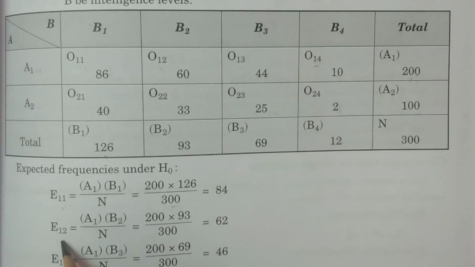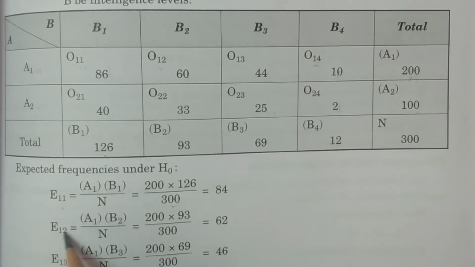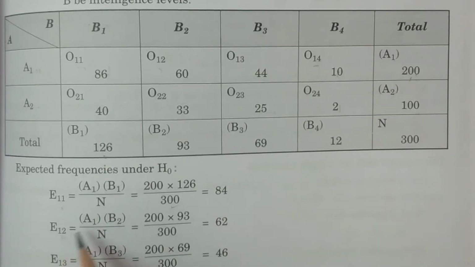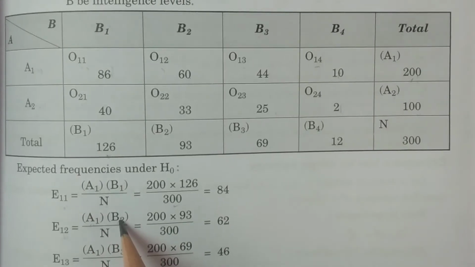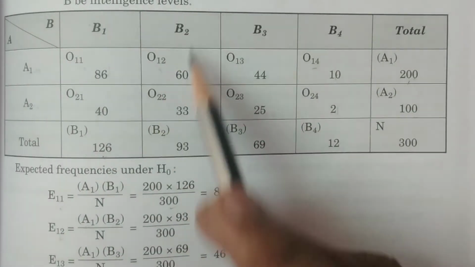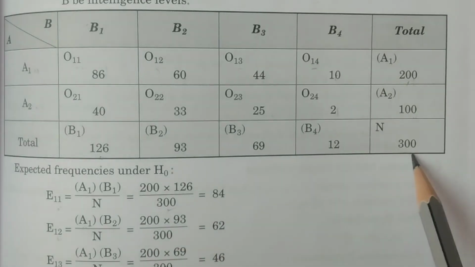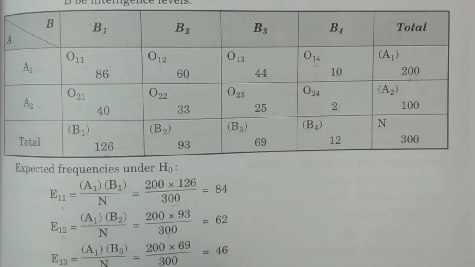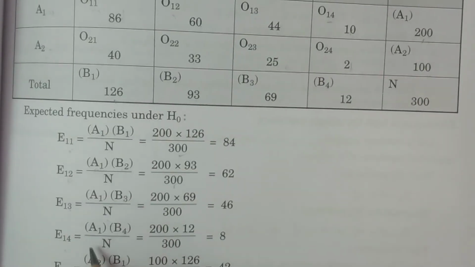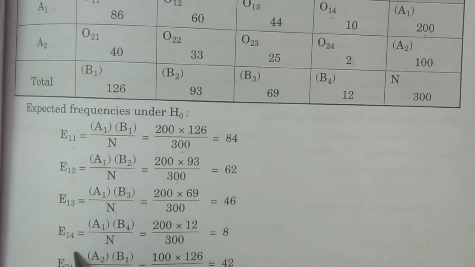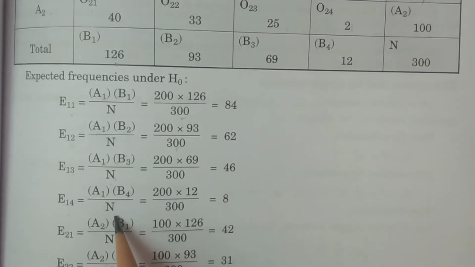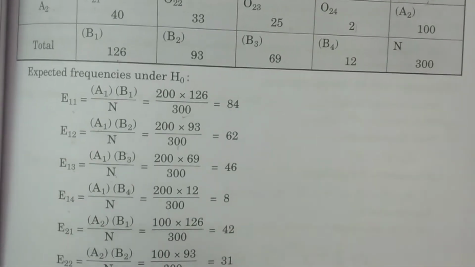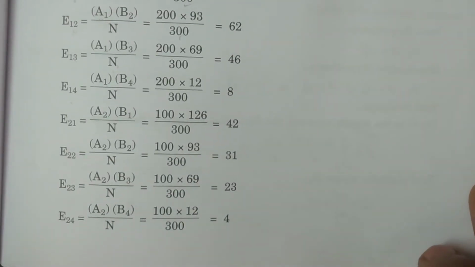You calculate the values. E12, frequency of A1, frequency of B2, i and j. It is easy to write the formula. E12: frequency of A1 into frequency of B2 divided by N. Frequency of A1, 200, frequency of B2, 93, divided by 300, capital N, gives 62. Like that, E13: A1, B3 divided by N. E14: frequency of A1, frequency of B4 divided by N. Like that, you can calculate all the values: E21, E22, E23, E24, etc. All the values you have calculated here.